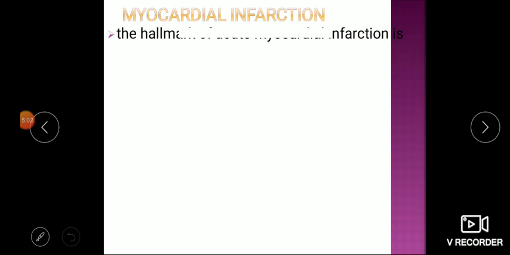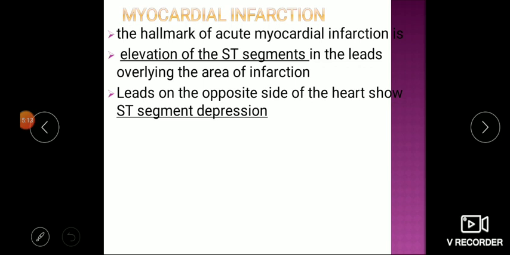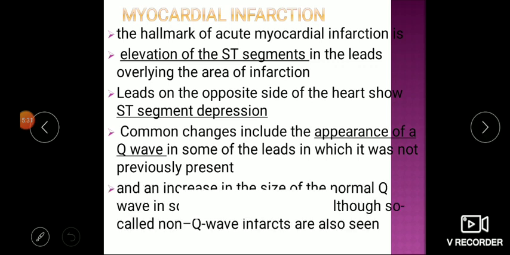So the hallmark of acute myocardial infarction is basically elevation of the ST segment in the leads overlying the area of infarction. Leads on the opposite side of the heart show ST segment depression. Common changes include appearance of a Q wave in some of the leads in which it was previously absent. So a prominent Q wave usually indicates old infarction, that is a persistent change, and an increase in the size of normal Q wave in some of the other leads, although so-called non-Q wave infarcts are also seen.